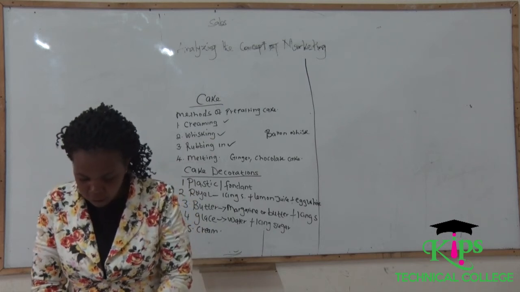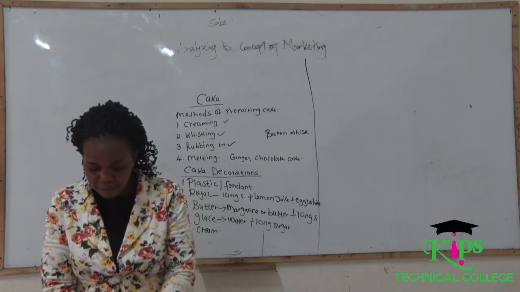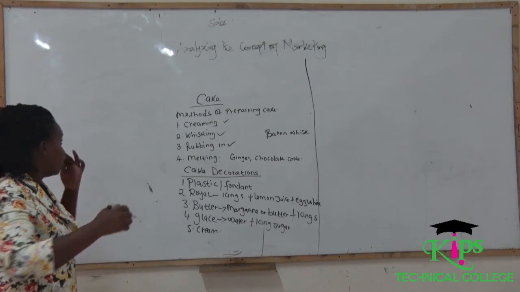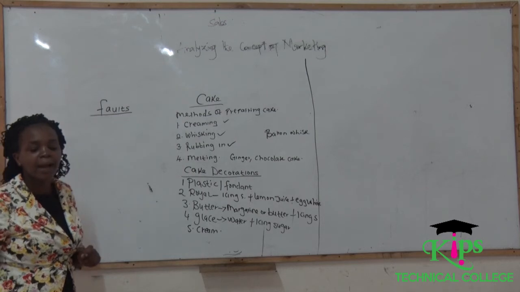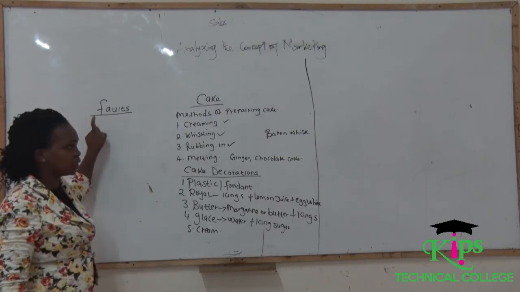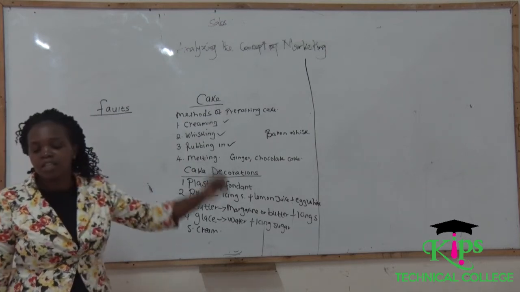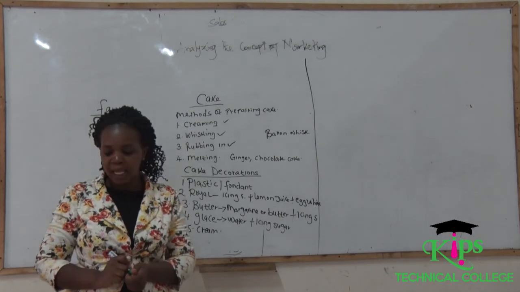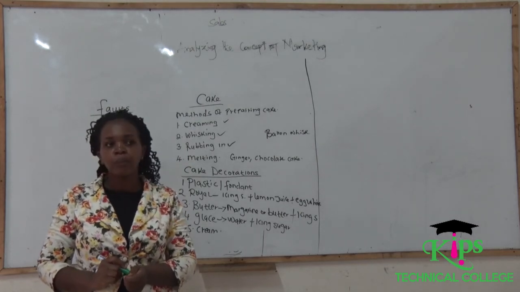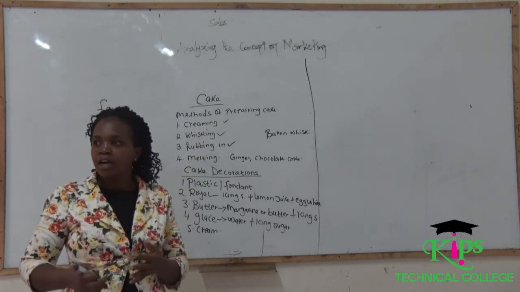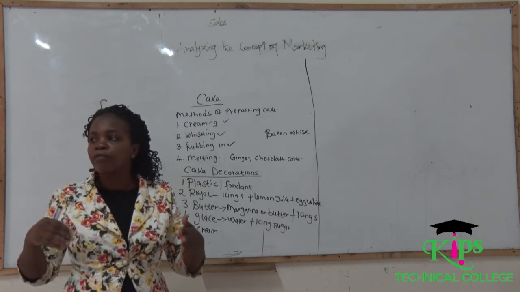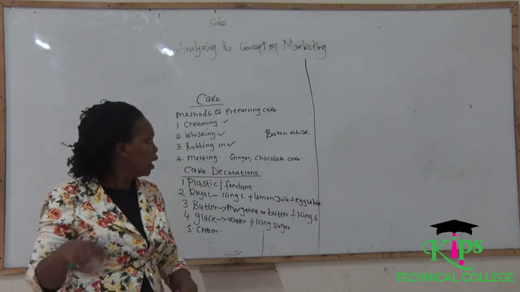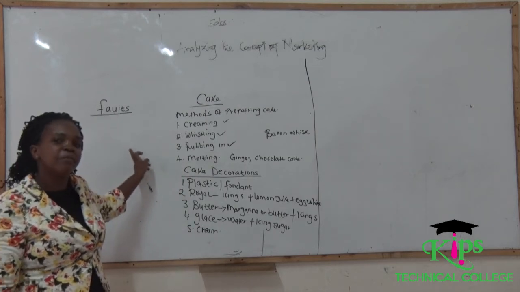Then we have faults. Faults in cake making. These are the mistakes that we make whenever we are baking cake. For example, you bake your cake, and then the moment you are going to remove it out of the oven, you find it has sunk. That's a fault, that's a mistake.